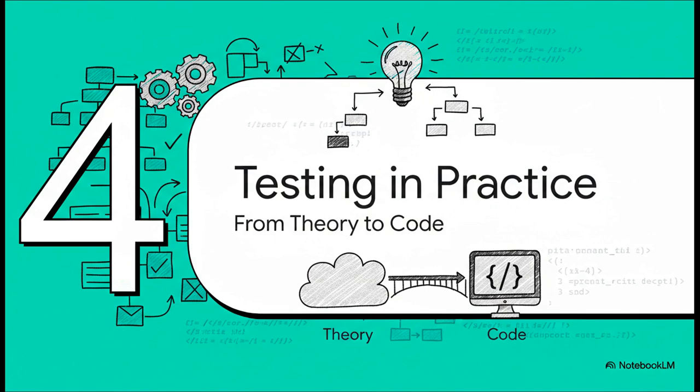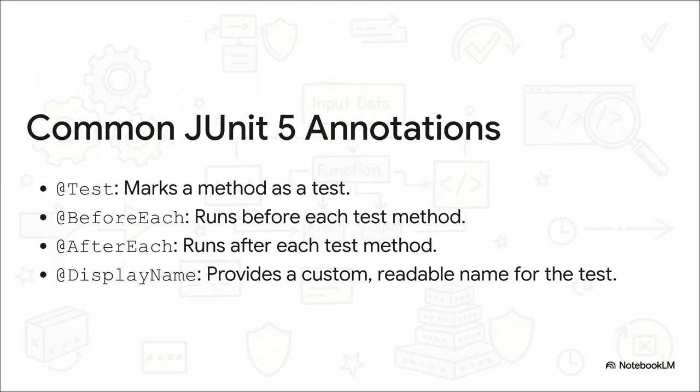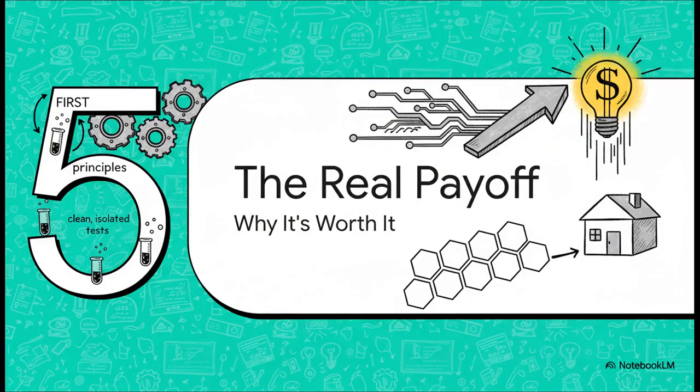Okay, so those are the principles. That's the theory. But what does this actually look like when the rubber meets the road? Let's take a super quick peek at how a popular framework like JUnit helps us do this. In a framework like JUnit 5, you can see these principles built right in. You mark a method with @Test, and then you have things like @BeforeEach and @AfterEach, which are perfect for making your tests independent by setting up a fresh environment for every single test and then tearing it down again.